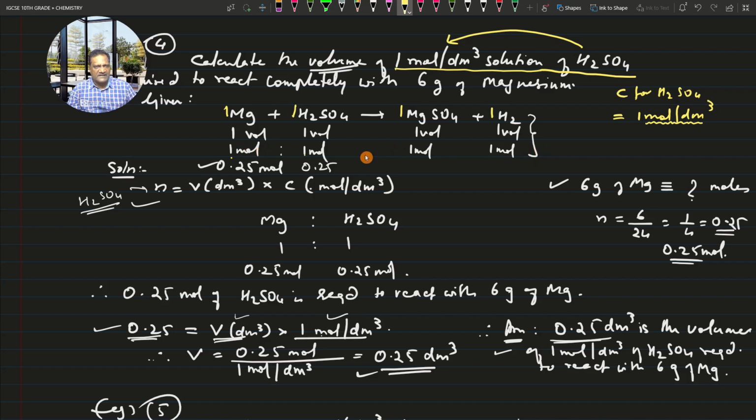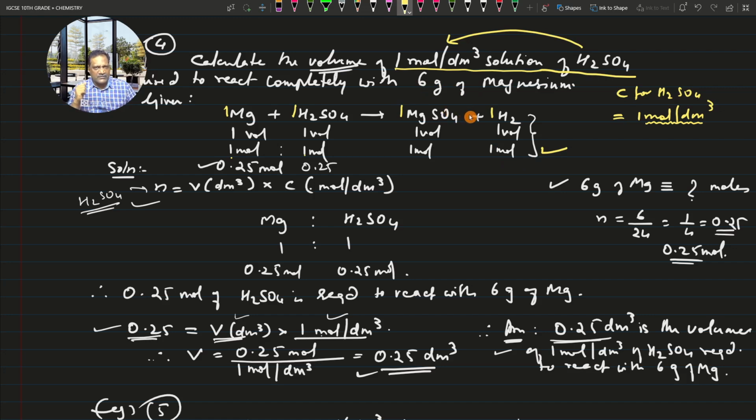Okay. Now below the mole, I'm going to write now. Let us see what I can do. So this is the chemical equation which is saying that 1 mole of magnesium reacts with 1 mole of sulfuric acid, giving you 1 mole of magnesium sulfate and 1 mole of hydrogen. This is what the chemical equation is saying. Now, here the question is 6 gram of magnesium is given to you.